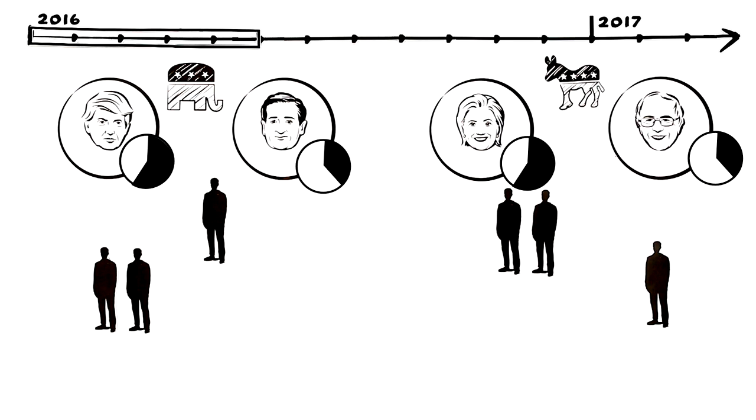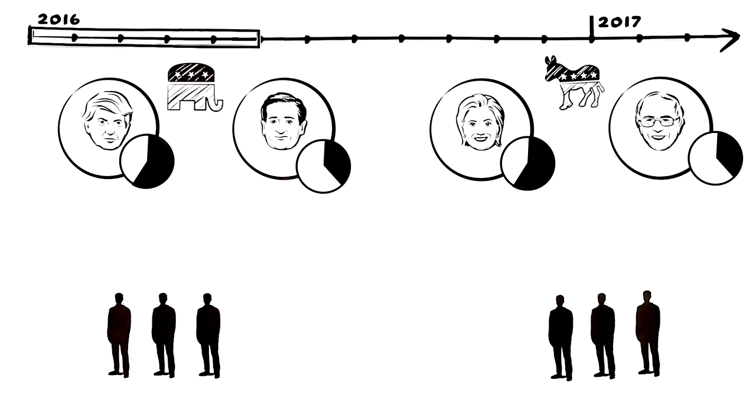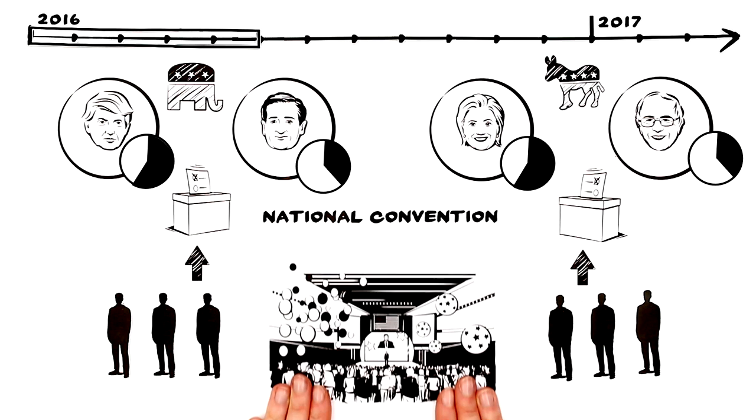After every state has elected its delegates, it's usually already clear who will be the presidential candidate. Officially, however, the elected delegates only vote for their candidate at the National Party Convention.